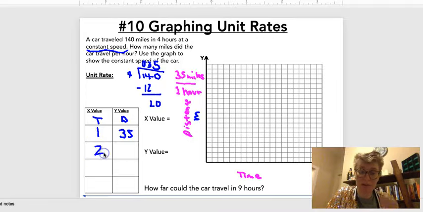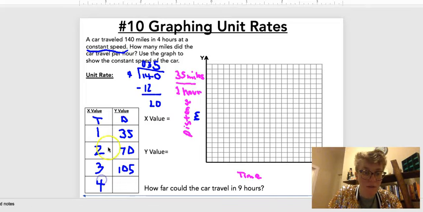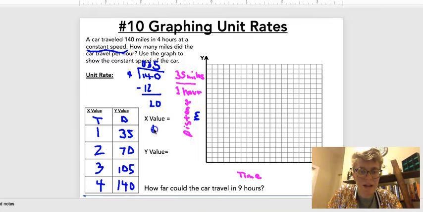So if I have 2 hours, that's going to be 2 groups of 35. So I can add 35 and 35, and that's going to be 70. If I have 3 hours, that's just going to be another group of 35, and I can add 5 and 0 is 5, 3 and 7 is 10, so that's going to be 105. If I have 4 hours, I'm going to add 35 plus 105, and I already should know I'm getting this right because it's 140. We have that up here. So again, our x value is our time, and our y value is going to be our distance because that depends on that.